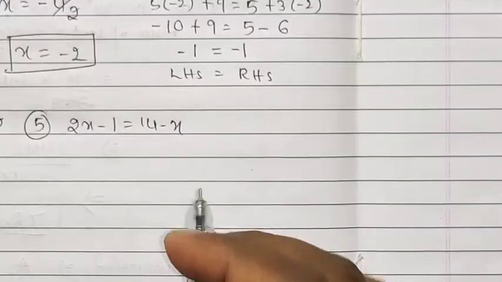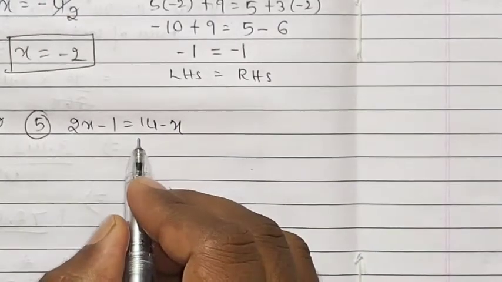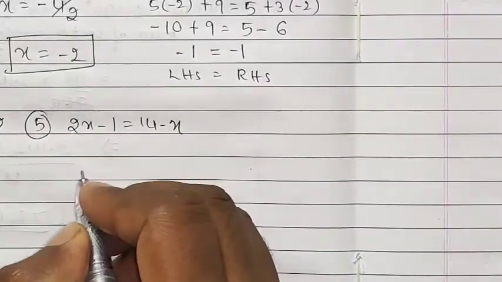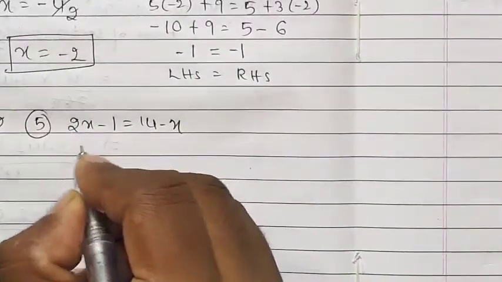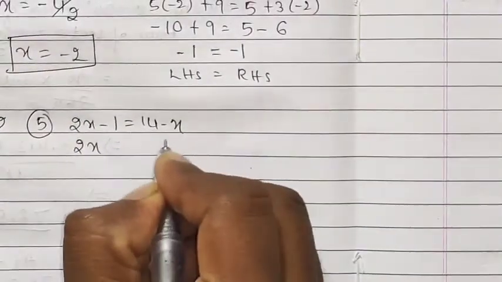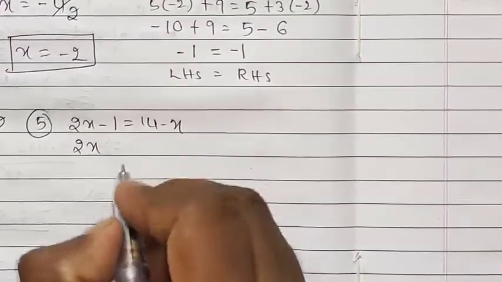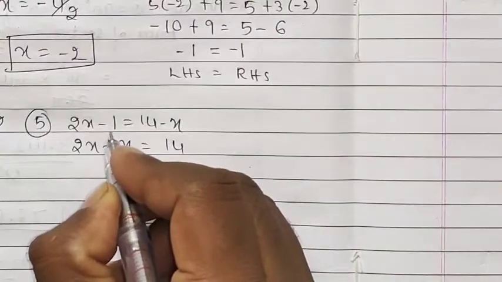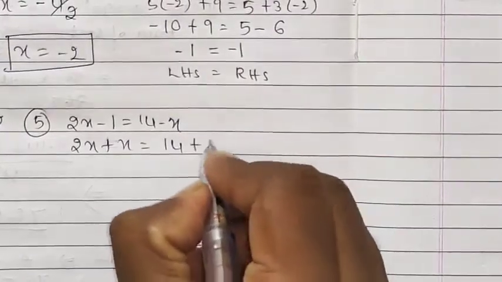Sub question number 5th one. 2x minus 1 is equal to 14 minus x. First I will make variables one side, constant one side. 2x as it is, so minus 1x I will take to the left side part. It will become plus 1x. Here 14 as it is, minus 1 I will shift to the right side. It will become plus 1.